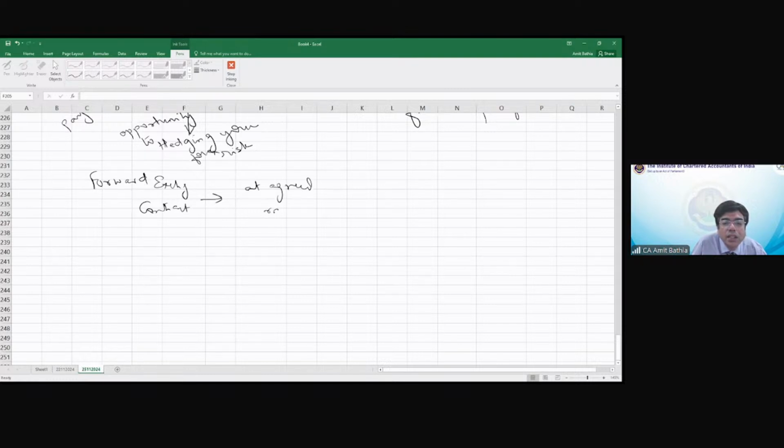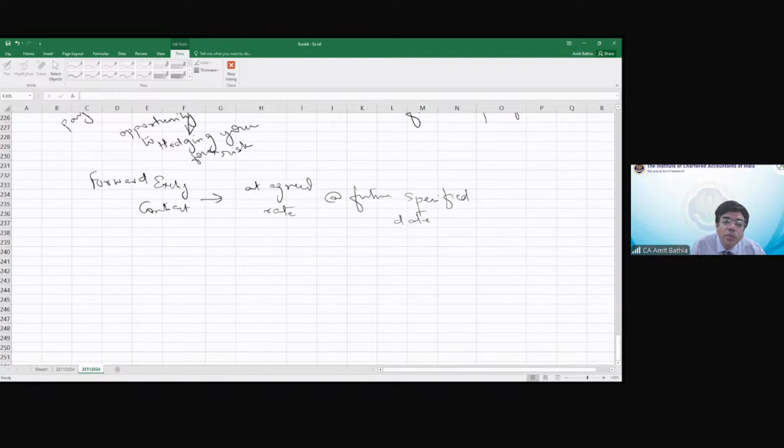exchange a certain currency on a future specified date, right? So I'm going to have this contract entered into at an agreed rate, already predetermined rate, that is, so I'm not taking any risk. I know the cost today itself at the future specified date.